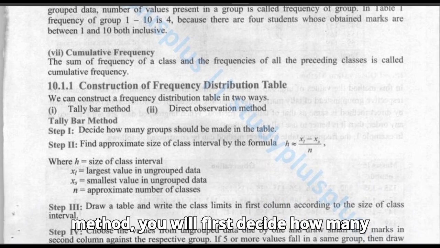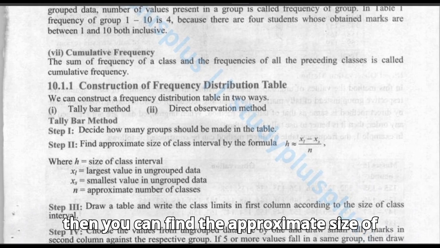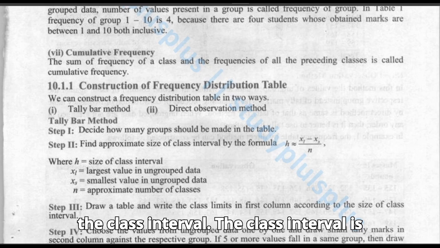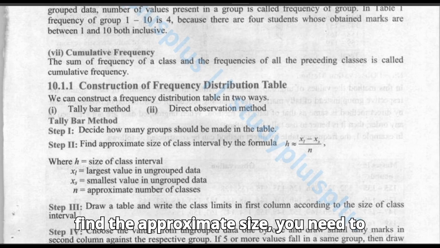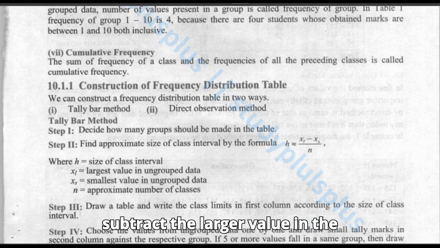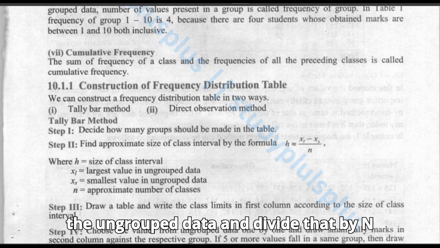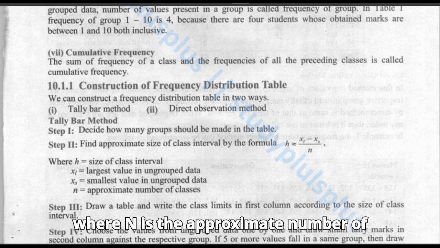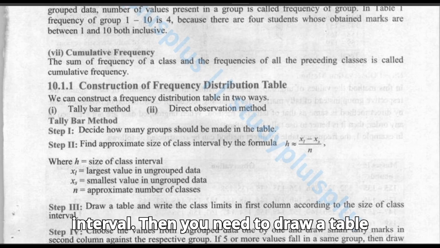In the tally bar method, you will first decide how many groups will be made in the table, and then you can find the approximate size of the class interval. The class interval is denoted by h. To find the approximate size, you subtract the smallest value in the ungrouped data from the largest value and divide that by n, where n is the approximate number of classes and h is the size of the class interval.